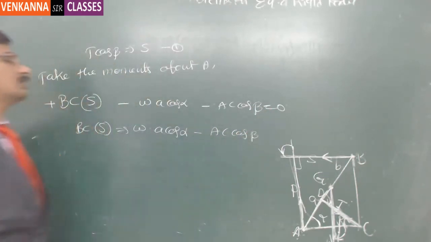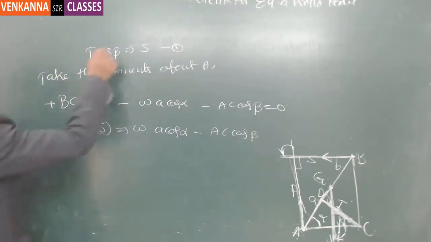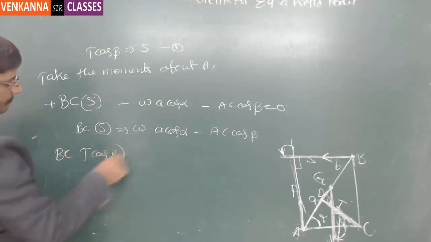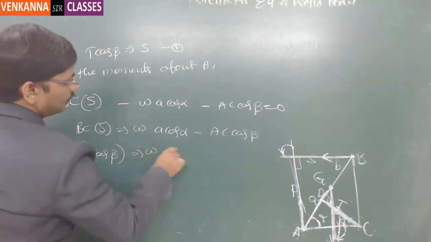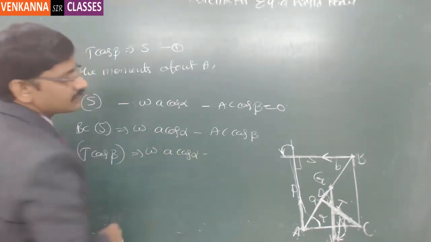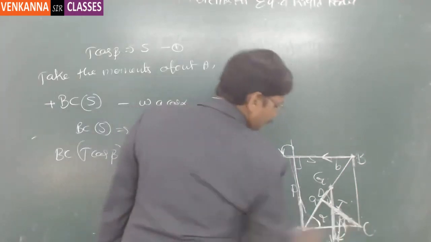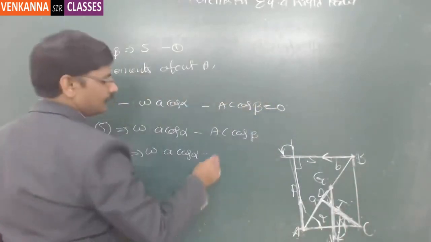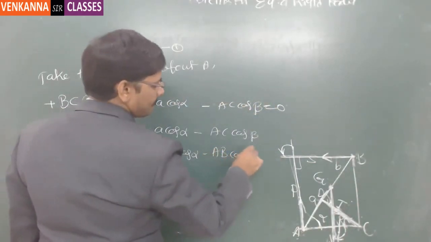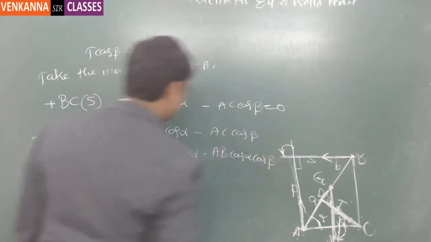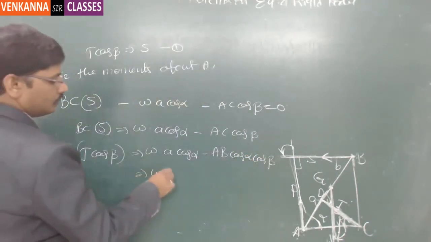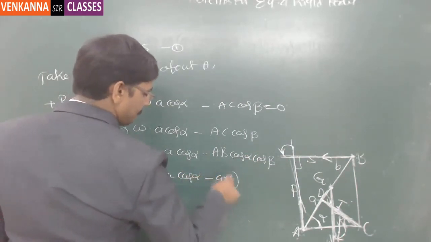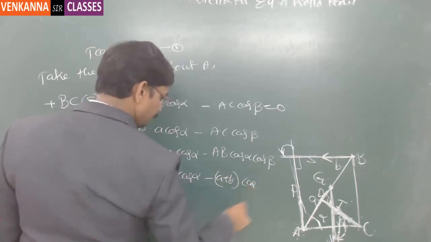Now these values have to be converted into the known values. So S is equal to T cos beta. BC into T cos beta is equal to W into A into cos alpha minus AC. AC is this length. So this angle is alpha and this length is cos of alpha. So AB cos alpha. W into A cos alpha. AB is nothing but A plus B cos alpha cos beta.